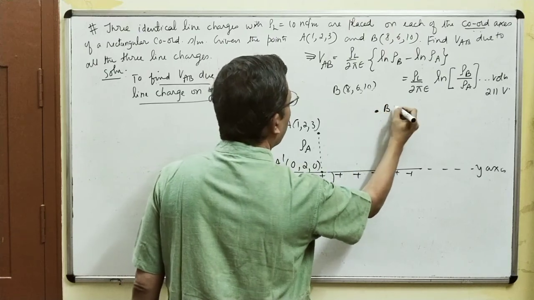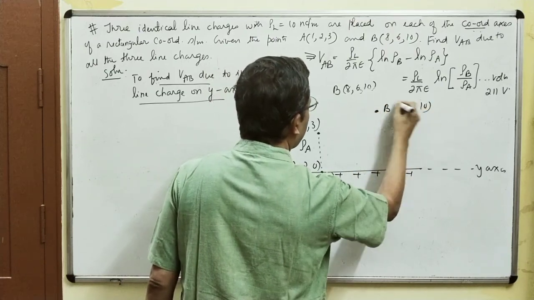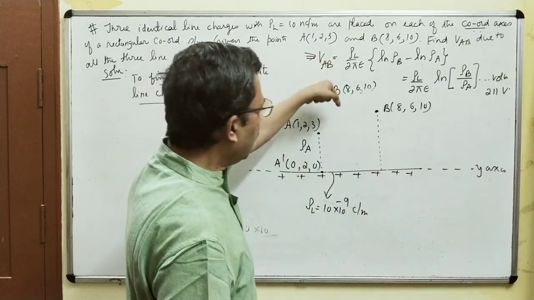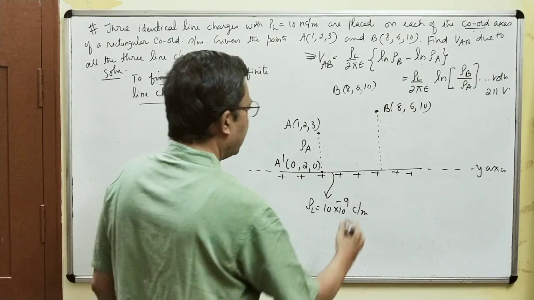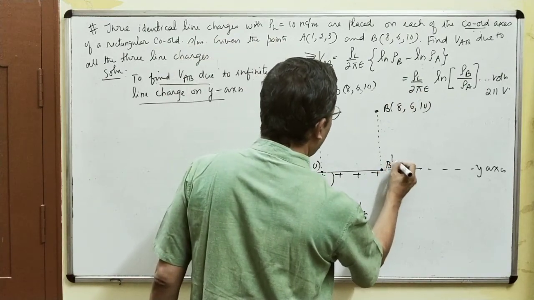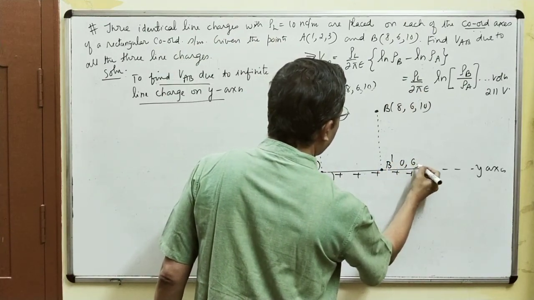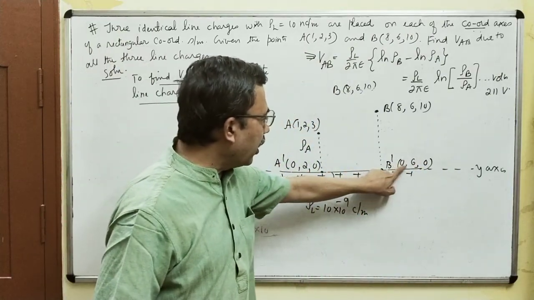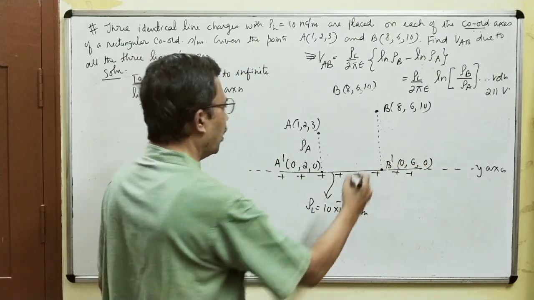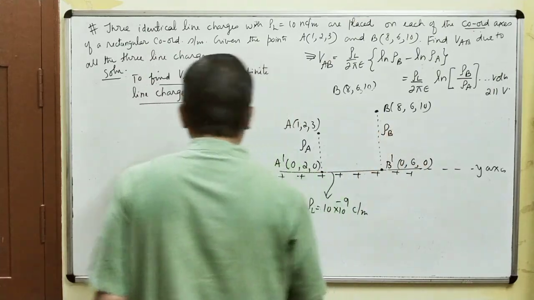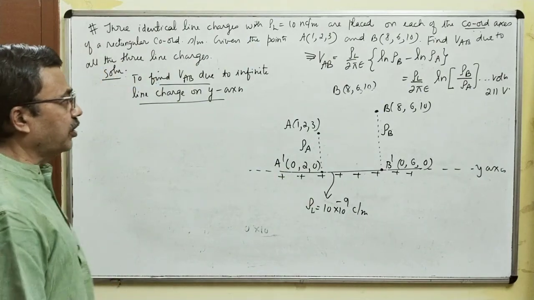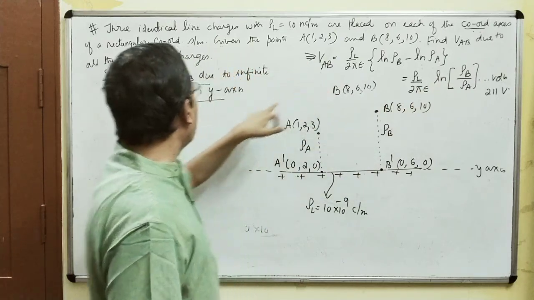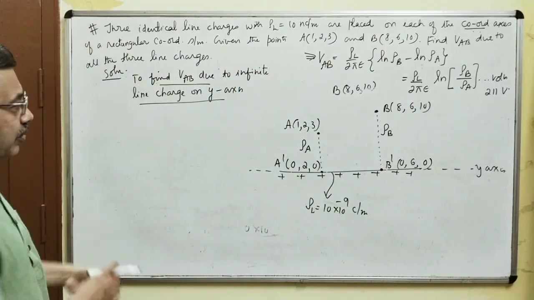Next, I'll take point B, 8, 6, 10. This is the normal onto the y-axis. This is the foot of point B, which is B dash equals 0, 6, 0. On the y-axis again, the x component and z component are 0. This normal distance is rho B. Find rho A and rho B using the distance formula. Then apply this formula to find VAB due to the infinite line charge on the y-axis.